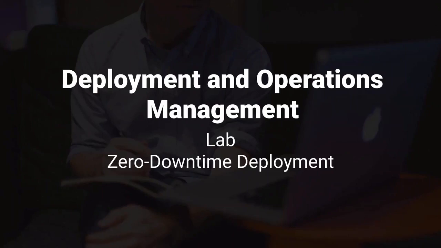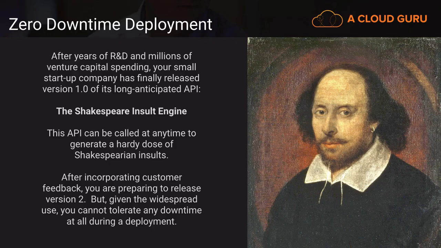Welcome to the Deployment Management Lab, where we're going to do some zero downtime deployment. Well, after years of R&D and millions spent in venture capital, our small company is finally ready to release version 1.0 of our long anticipated API, the Shakespeare Insult Engine. It's an API that can be called anytime to get a hearty dose of Shakespearean insults.